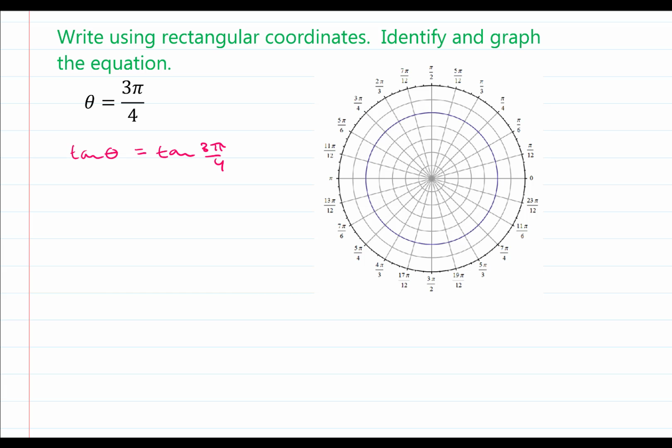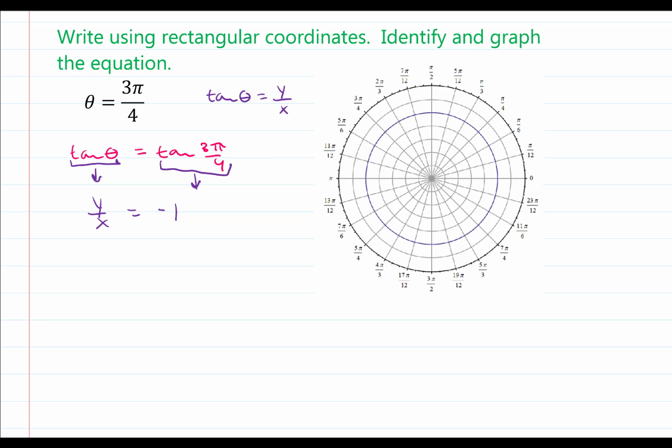Now the reason we are doing this is because tangent of angle theta is equal to y over x, meaning it is the only trigonometric function that is in terms of y and x and not r. So what we'll do is replace tangent of angle theta with that ratio of y over x, and then we will evaluate the right side, tangent of 3 pi over 4, which we know is equal to -1.